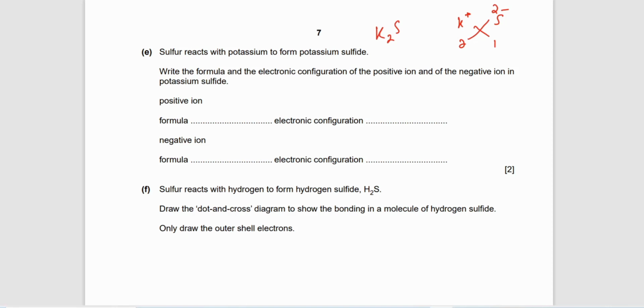Write the formula and electronic configuration of the positive ion and the negative ion in potassium sulfide. So the positive ion formula is K+, and we know that it actually has 19 electrons, but when it removes one electron, it becomes plus. Okay, so the electronic configuration is 2, 8 and 8. Okay, 18 it becomes, just like argon, to become stable.